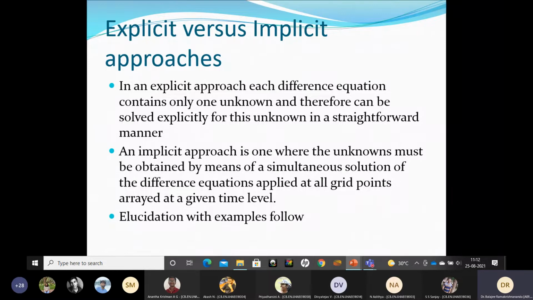So you have to simultaneously solve all these equations to get the unknowns at the next time step. That is the problem with the implicit approach. You can do this using matrix inversion for the simultaneous equations, or you can use Cramer's rule, or some tricks. So we'll look at the explicit approach first.